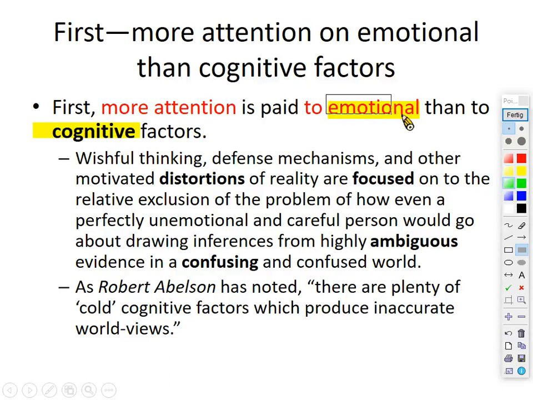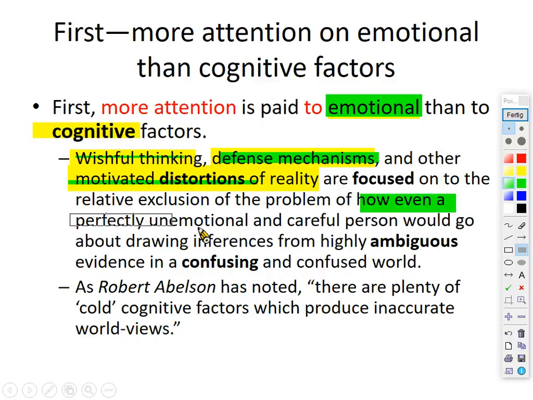So what about emotional factors? There are several issues. For example, wishful thinking, defense mechanism, and other motivated distortion of reality are focused on, to a relative exclusion. They talk more about wishful thinking, defense mechanism, and other motivated distortion of reality. But it tries to exclude the problem of how even a perfectly unemotional and careful person will go about drawing inferences from highly ambiguous evidence in a confusing and confused world.